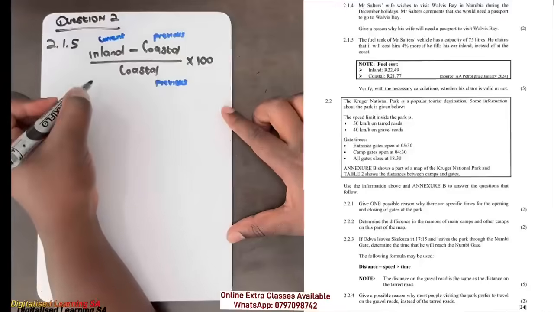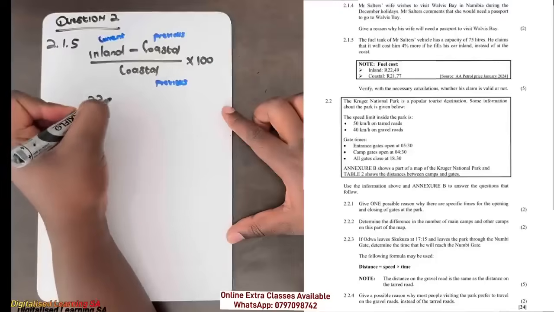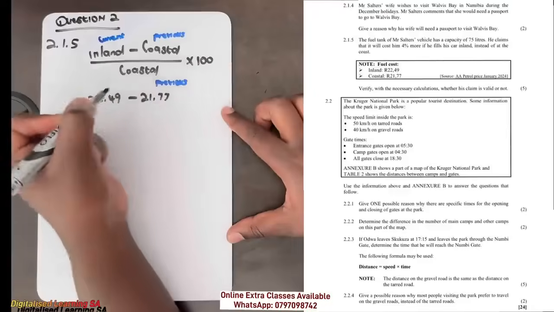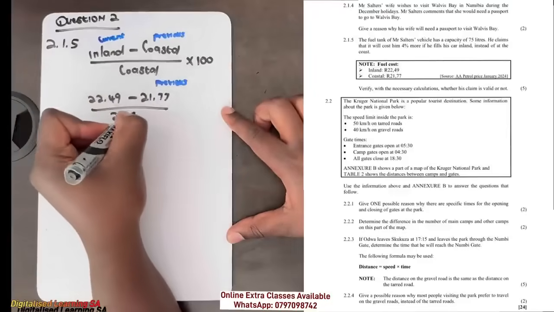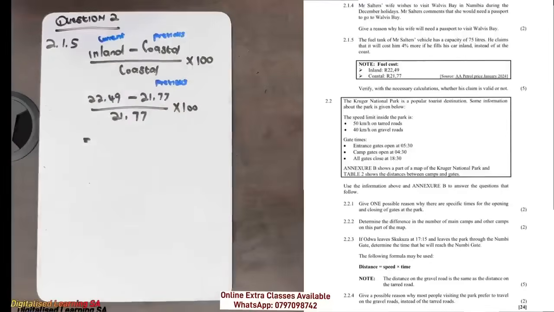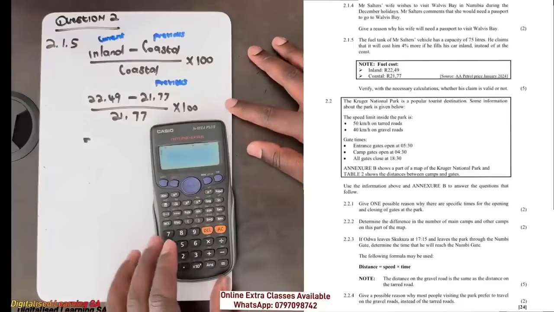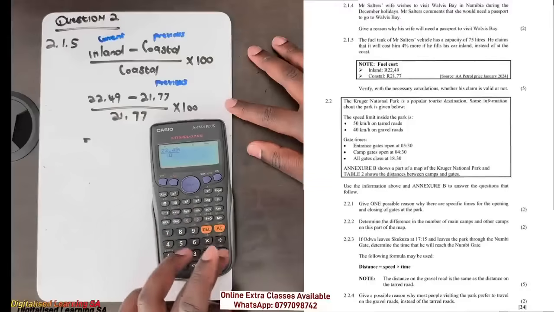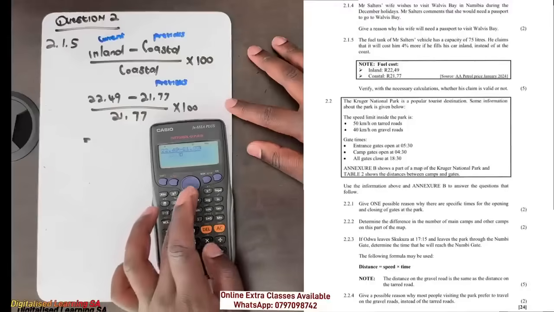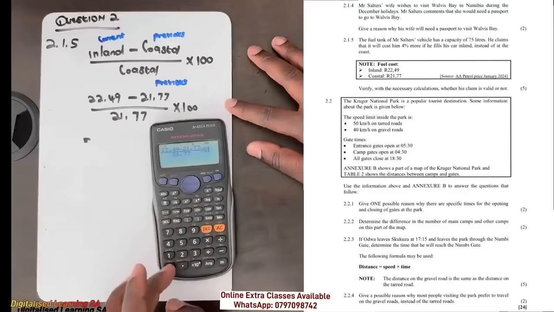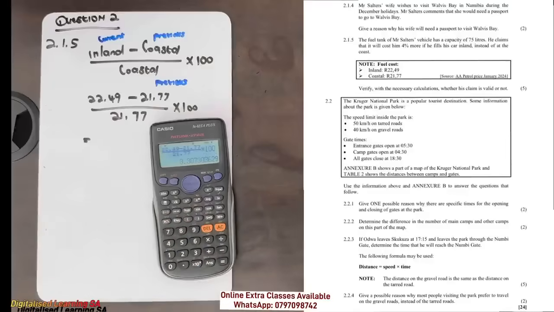We'll say 22.49 minus 21.77, divided by 21.77, multiplied by 100. And now we are going to plug that into our calculator to see the actual percentage change. So we say 22.49 minus 21.77, divided by 21.77, multiplied by 100, and our answer will be 3.37%.